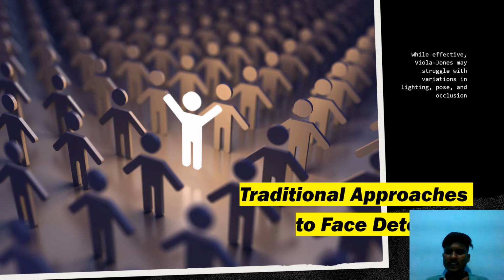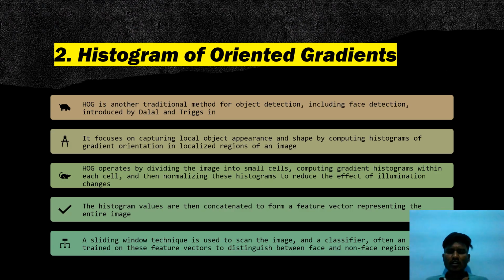Traditional approach to face detection. Histogram of oriented gradients, or HOG, is another traditional method for object detection, including face detection, introduced by Dalal and Triggs.